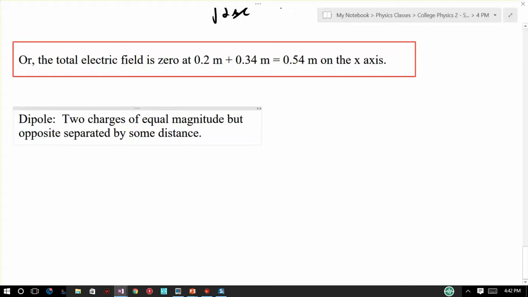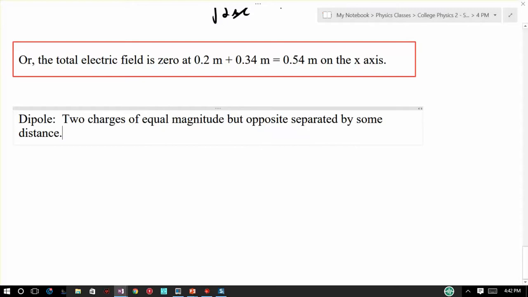It's kind of like what we just did, except there the charges were opposite sign but not the same absolute value. One was 5 microcoulombs, one was minus 2 microcoulombs. For a dipole, the difference is they have the same absolute value. One's plus 5, one's minus 5. One's plus 2, one's minus 2. They have the same absolute value, just opposite signs. That's what defines a dipole. So we're going to figure out how to calculate, or at least estimate, what the electric field looks like for a dipole.